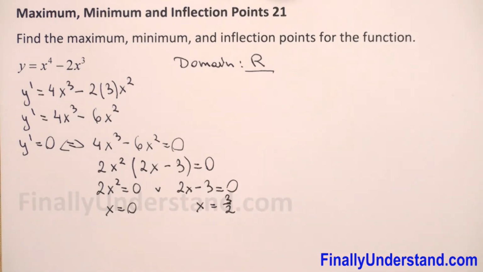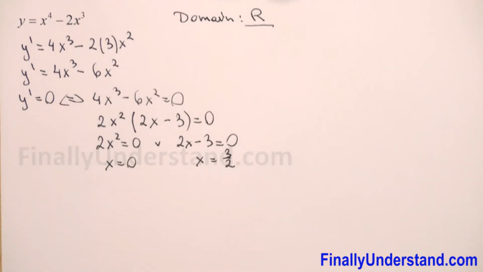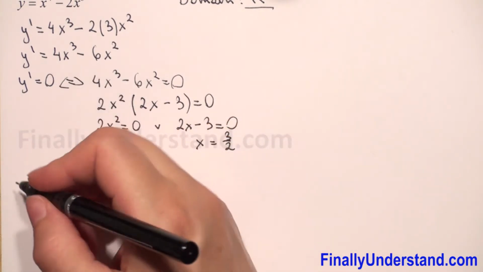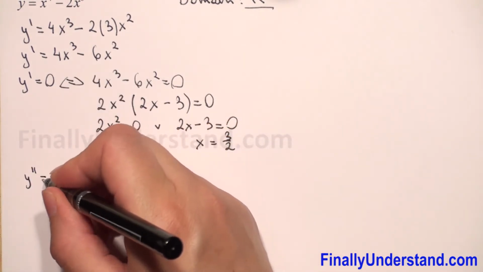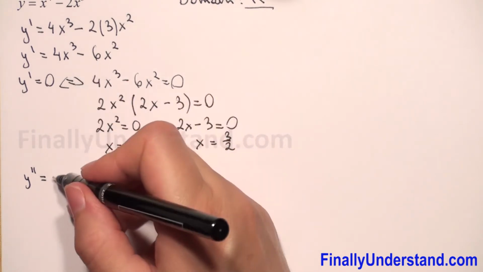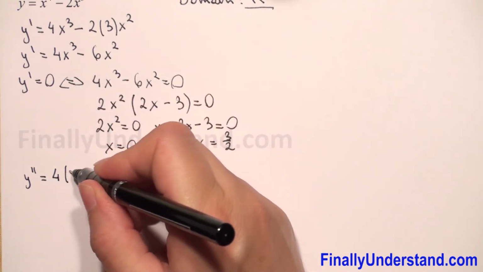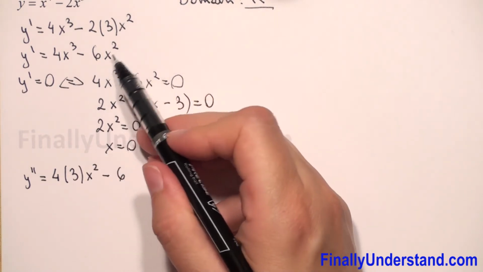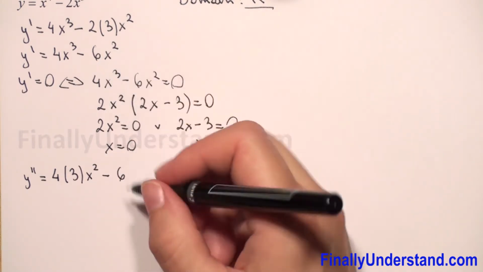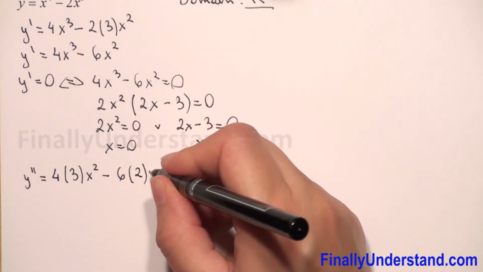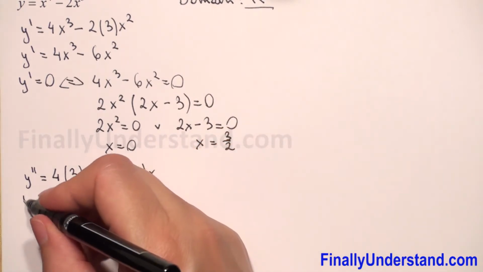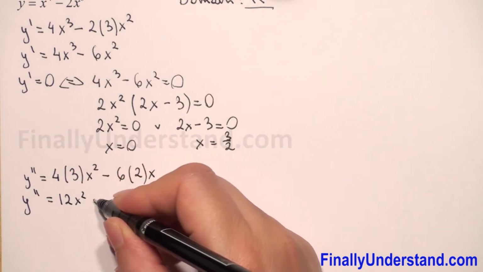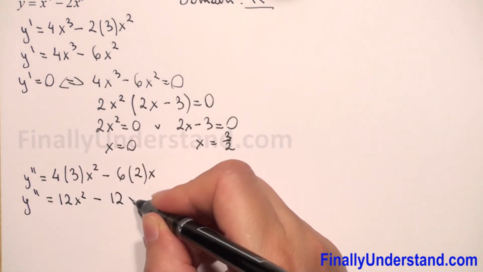Next, we have to find the second derivative. It means we have to find the derivative of the first derivative. So y double prime is equal to the derivative of 4x to the third, which is 4 times 3x squared, minus the derivative of 6x squared, which is 6 times 2x. So y double prime is equal to 12x squared minus 12x.